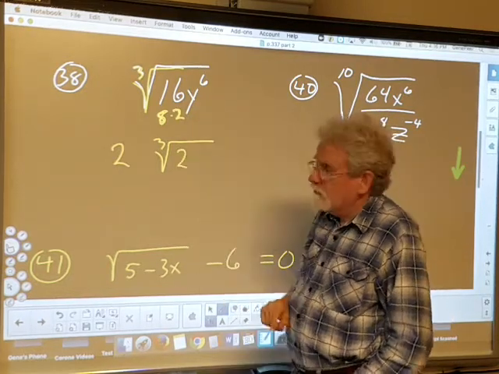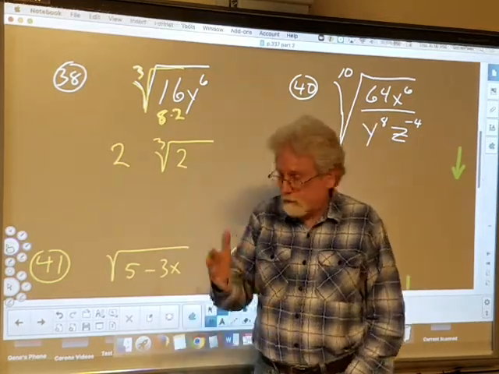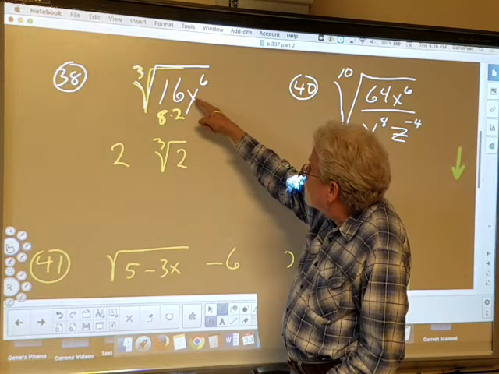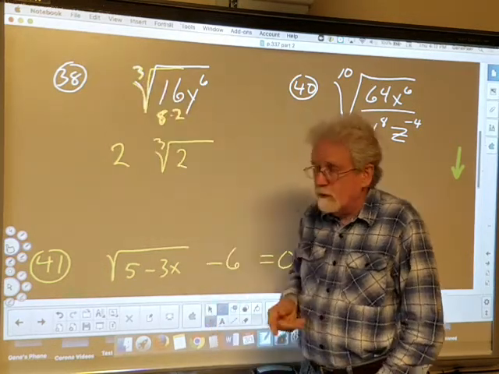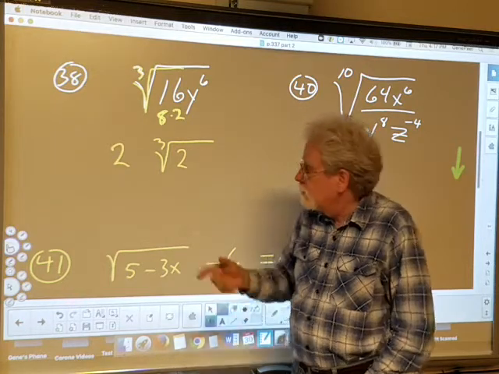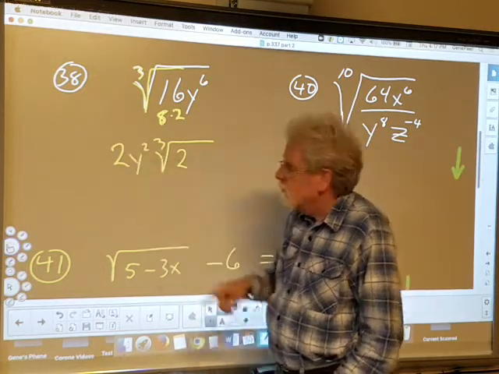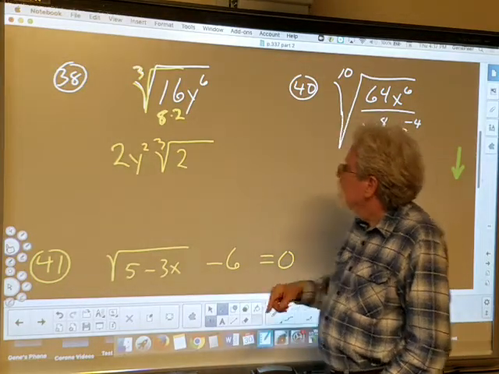Now what about the y to the 6th? Well, here we can make use of fractional exponents if we want to, and think of this as being y to the 6 thirds. Well, what's y to the 6 thirds? Y to the 6 thirds would become y squared. We're done. Moving on to number 40.